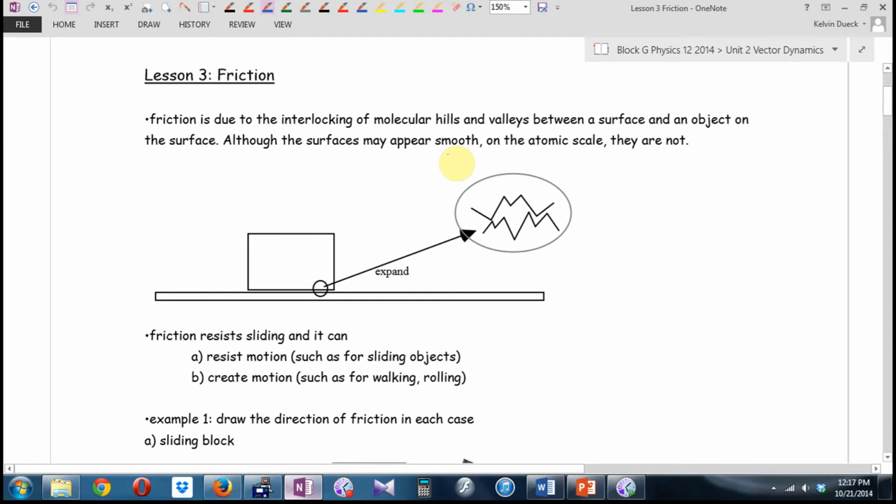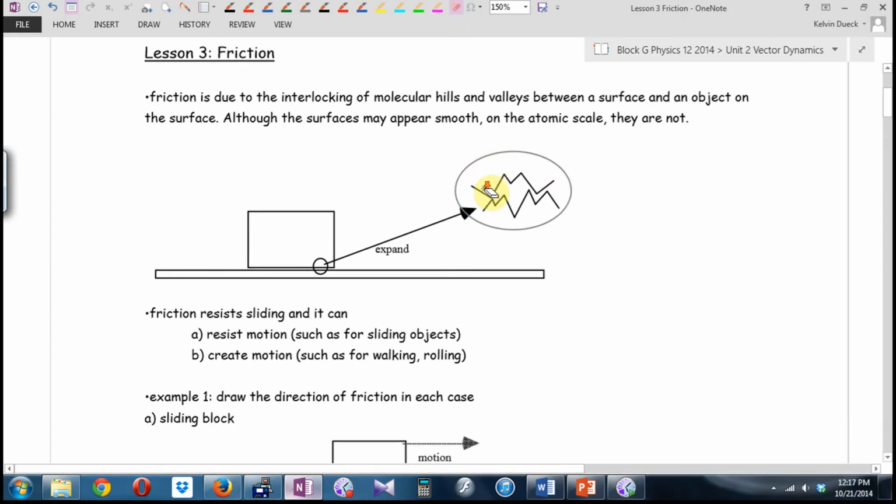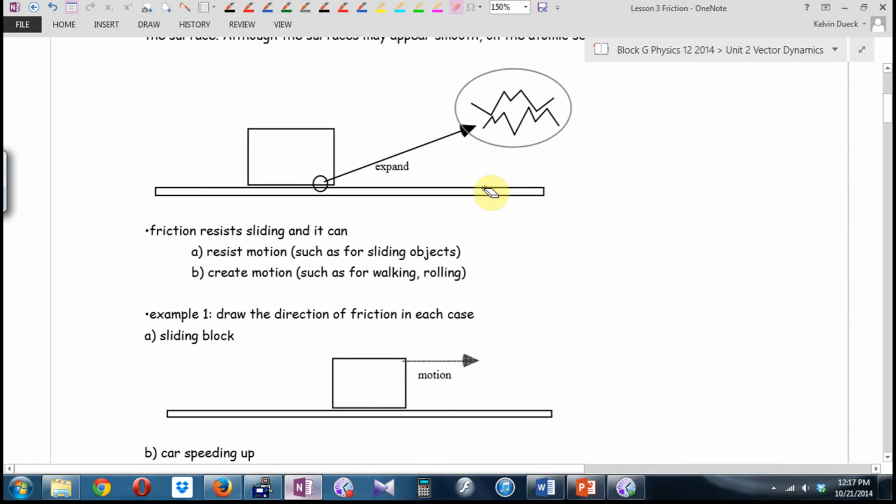This is a box or a block sliding along a table or a counter, but if you zoom in, it's jagged and they interlock with each other. Friction's a very complicated force. Friction resists sliding, and so as such, it can resist motion, such as for sliding objects when you're trying to slide something across the floor, but it can also create motion when you walk or with your car tires pushing your car forwards.